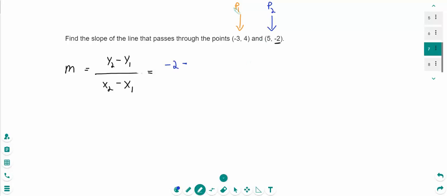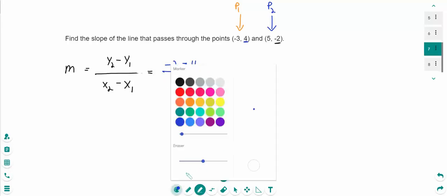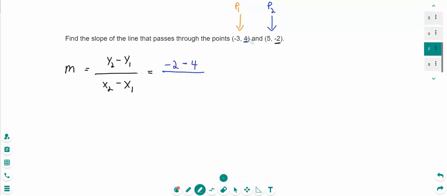So here we have to look at the first point and look at its y. Its y is going to be here, the 4. So we have minus 4. That is going to be over our x's. Now what are our x's? Our x's are from the first numbers. And from the first point, it's going to be a negative 3. That's for x. Oh, excuse me, I'm sorry. We're supposed to be doing x sub 2. So x sub 2 is over here, the second point, which is a 5.